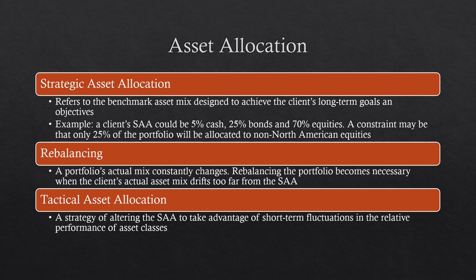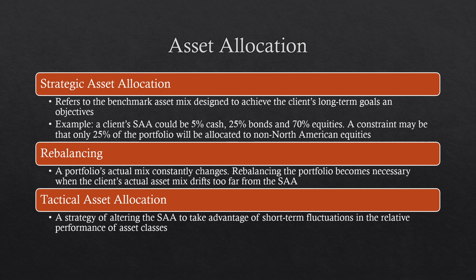An example: a client's strategic asset allocation could be 5% cash, 25% bonds, and 70% equities. A constraint may be that only 25% of the portfolio will be allocated to non-North American equities. So there can be some constraints put on as well.